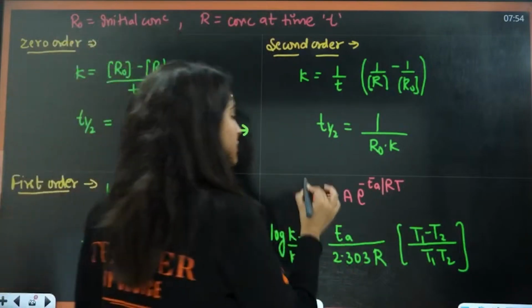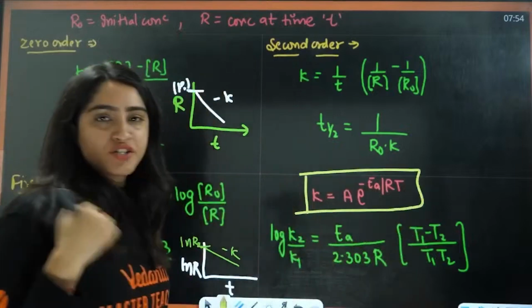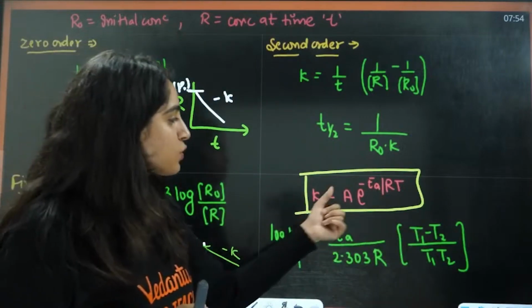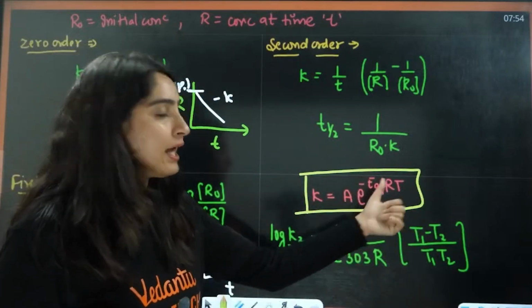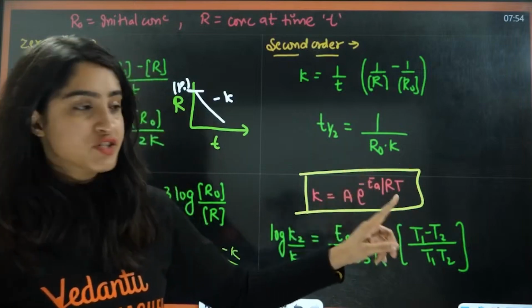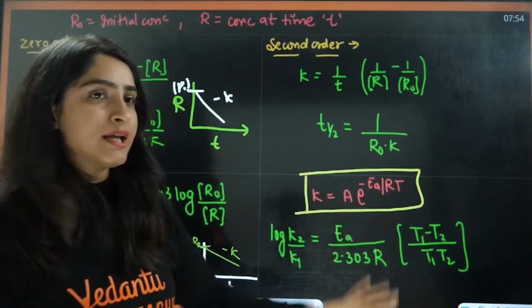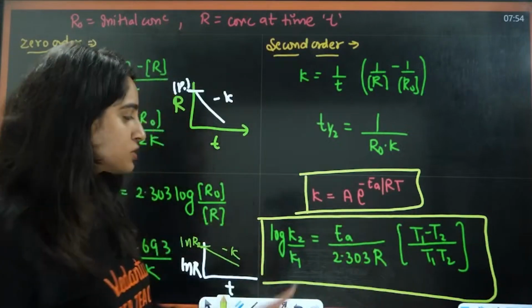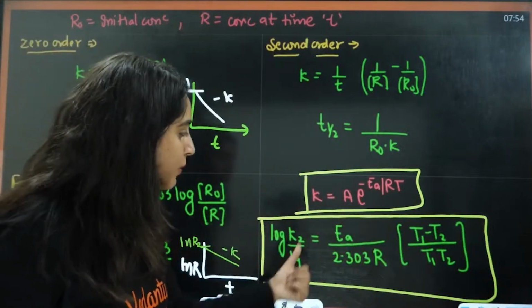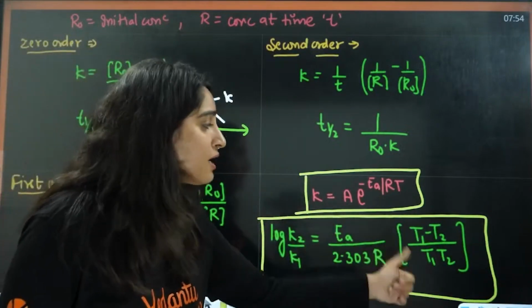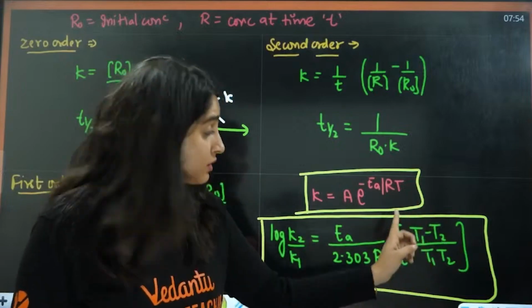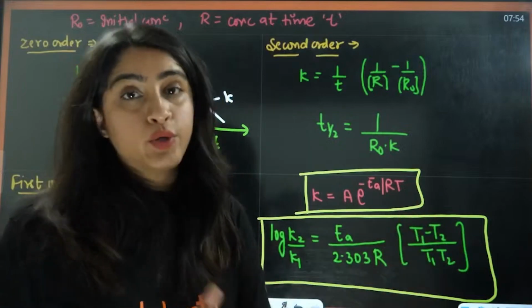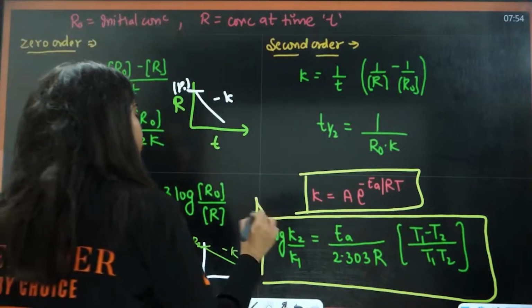Now this is another formula, of activation energy and temperature. K equals A e raised to the power minus Ea by RT. Ea is the activation energy, K is the rate constant, T is the temperature. For two temperatures and two rate constants, the formula is log K2 by K1 equals Ea by 2.303 R into (T2 minus T1) by T1 into T2. Very important formula again.